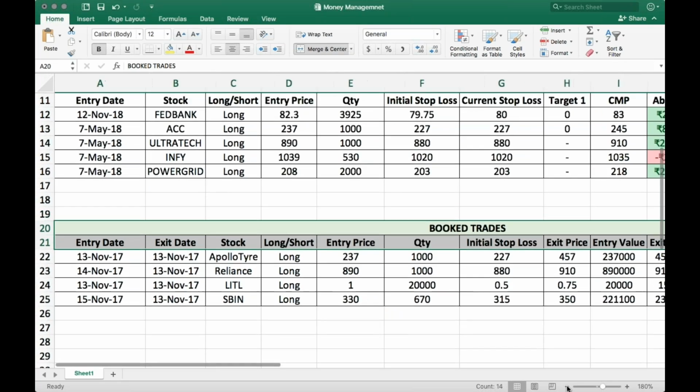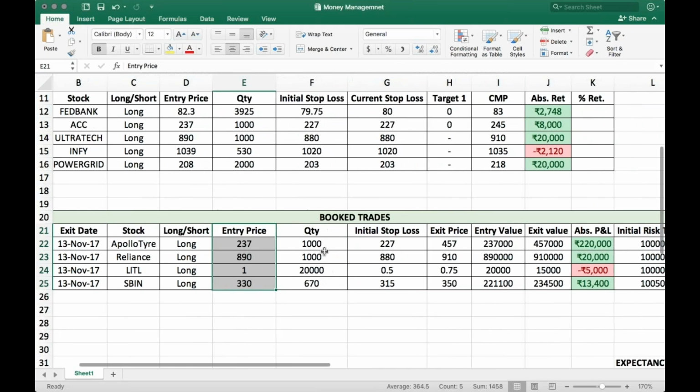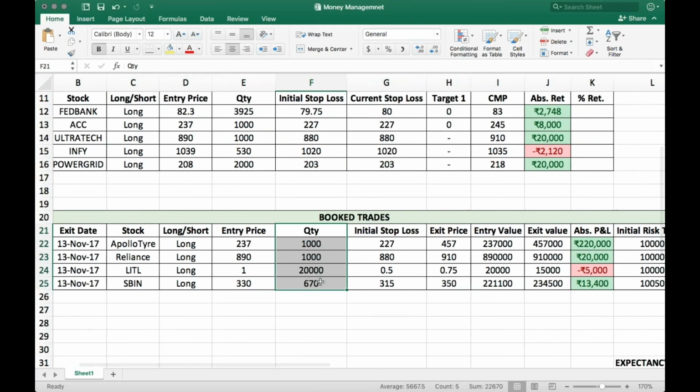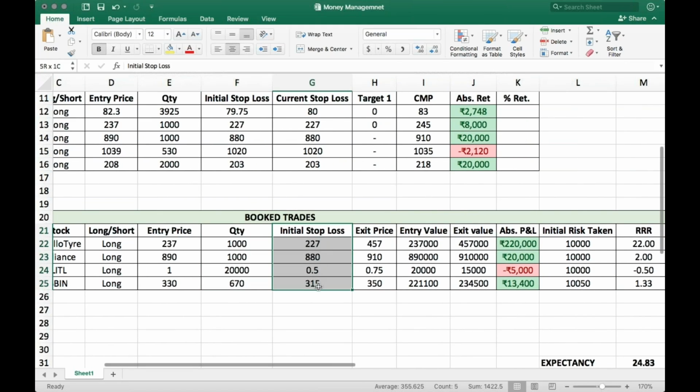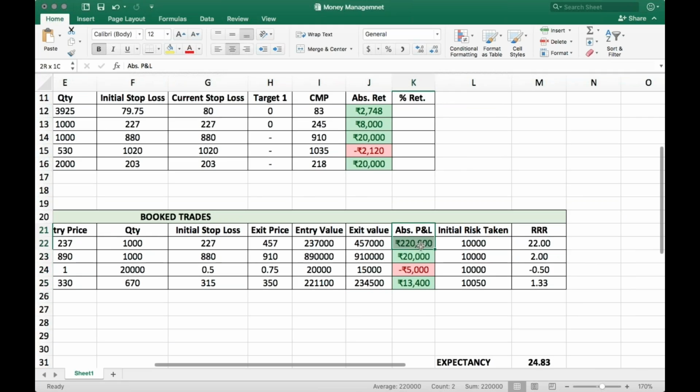What do we have here in the closed trades? In the closed trades, we have the entry date, the exit date, the stock, whether you did a long trade or a short trade, at what price you entered the trade, how much quantity you took, what the initial stop loss was when you took the trade, what your exit price was, what your entry value was, how much the exit value was, and what the absolute profit and loss was.